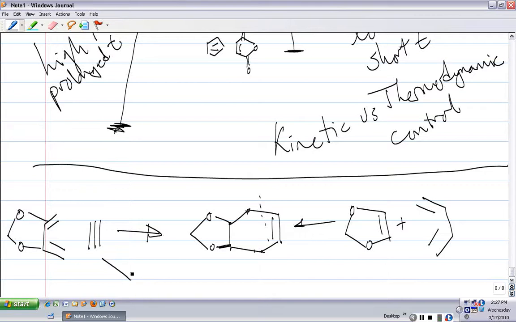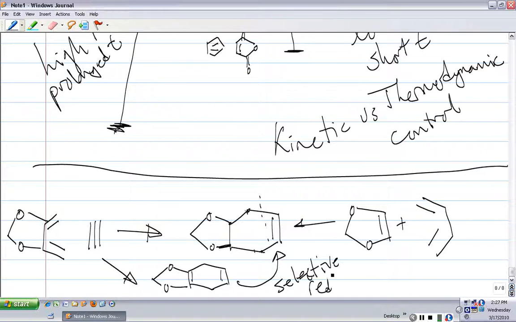What I'll make would be this species, with a double bond here, and a double bond here, and then I'll have to selectively, which will actually be very easy, selectively reduce this compound into that one. So I would just say selective reduction. In other words, I'm going to reduce this double bond rather than that one.